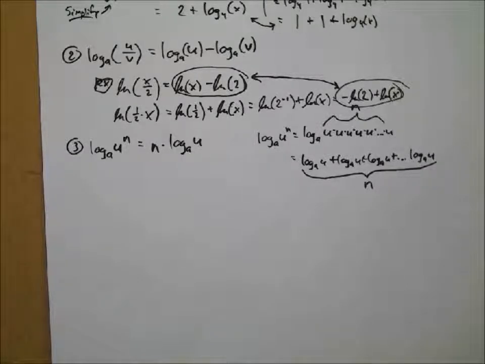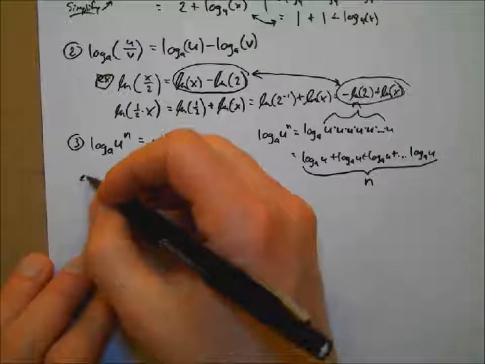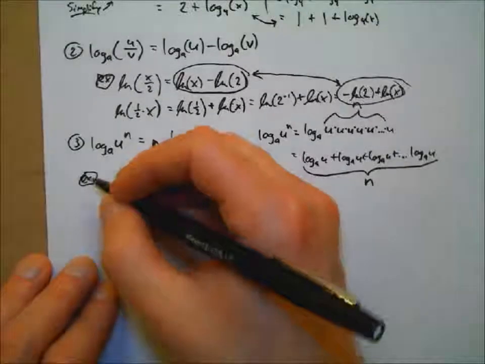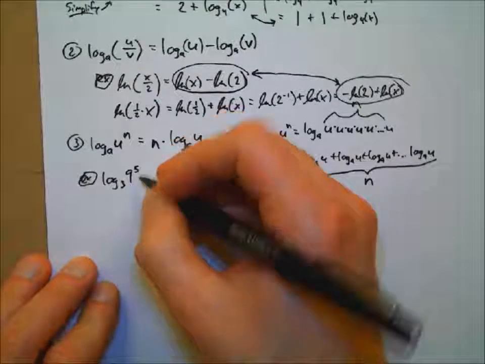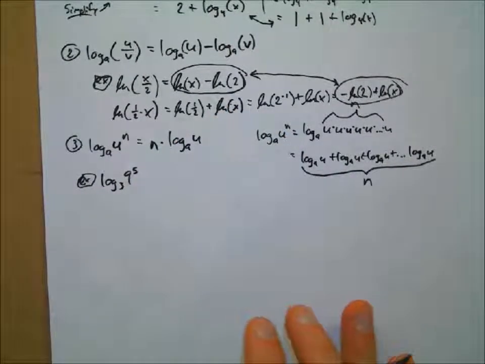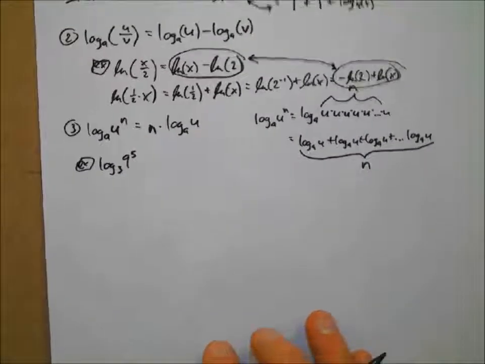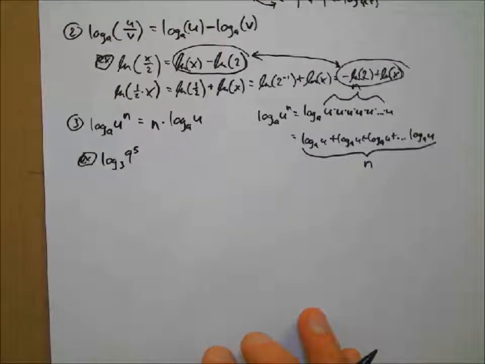Okay. So let's try here. Just another example real quick of this one. How about log base 3 of 9 to the 5th? Okay? So how might we be able to simplify something like this? Log base 3 of 9 to the 5th. What can we maybe do here?